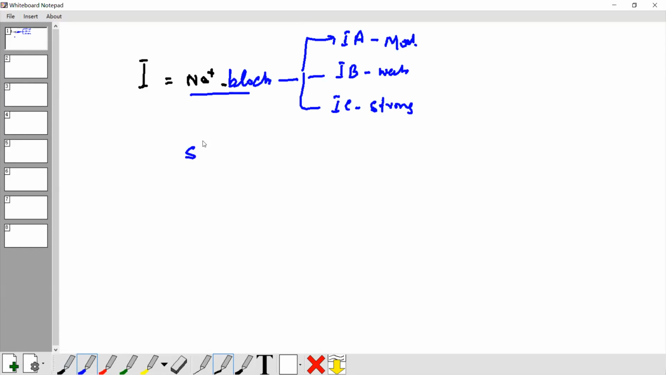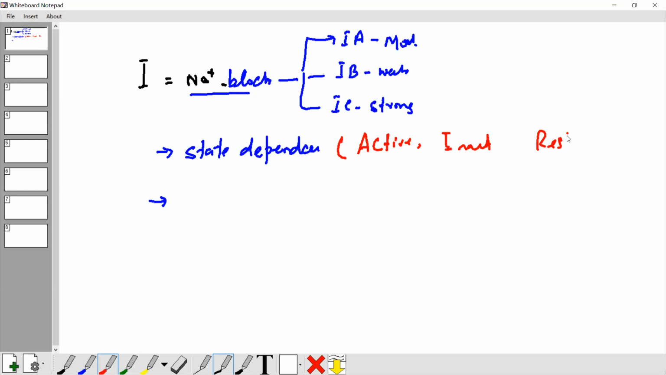Another property, state dependence. They depend upon state. What is the meaning? They can go for the active gate, the inactive gate, or the resting gate. The sodium gate has three states while opening and closing: active, inactive, and rest.